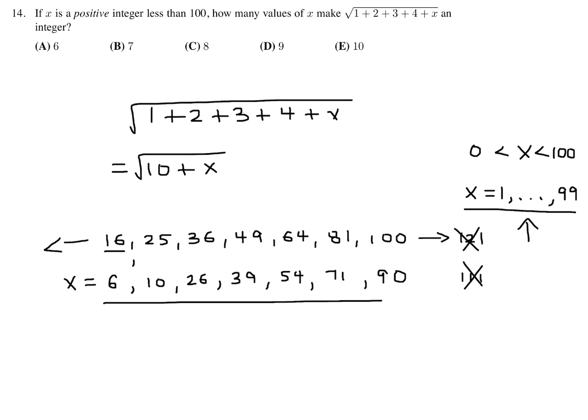So these are the only values of x that if I put them into this equation, the result will be an integer. So how many do I have? 1, 2, 3, 4, 5, 6, 7. So number 14, the answer is B.